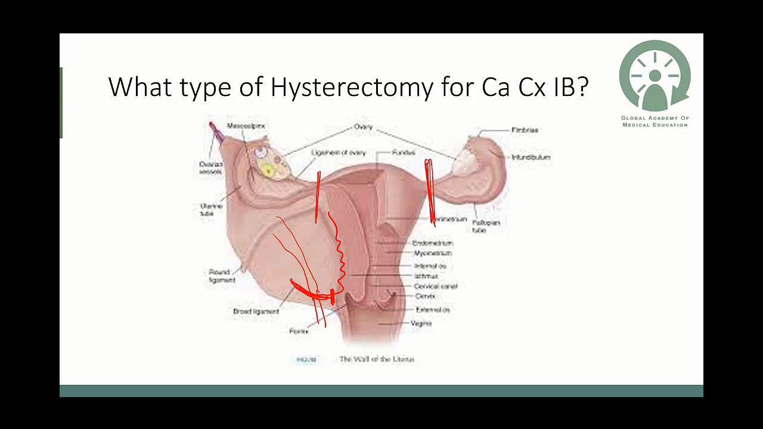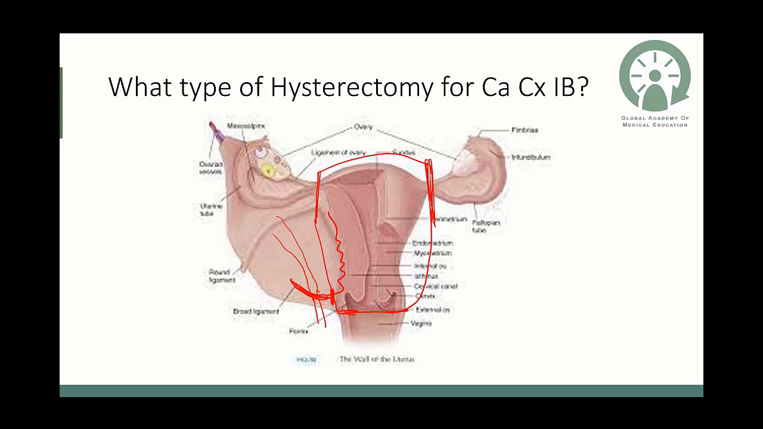So we need to identify the ureter, but we need not dissect the ureter too much, and we just put our lower clamp at the level of the cervix, and we only take out this part, the uterine corpus and the cervix, ligating at the base, where the uterine artery just supplies the uterus. So this is known as simple hysterectomy.